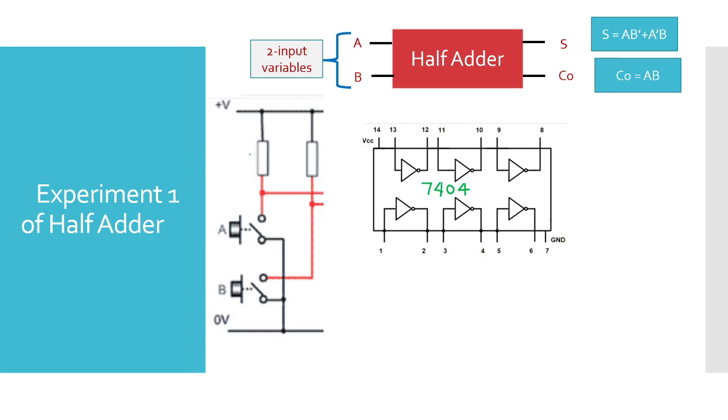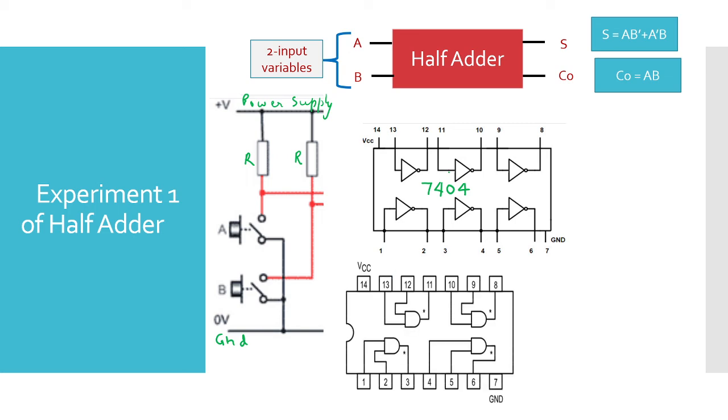These are the 2 resistors, and they limit the current. You also need the power supply. This V is your power supply, and 0 volt is the ground. This is one IC, a hex inverter, so you require 7404.